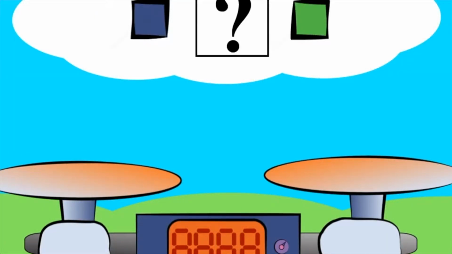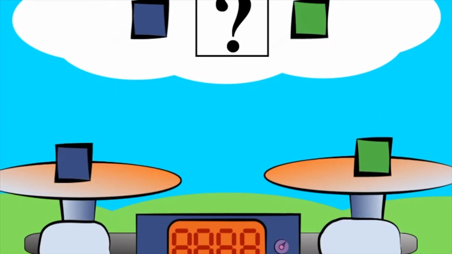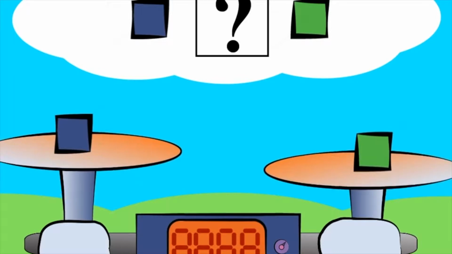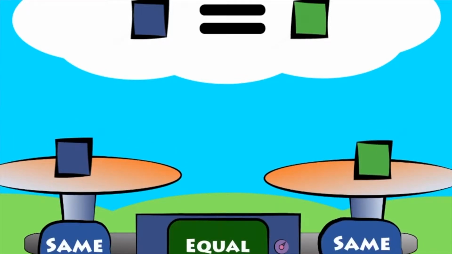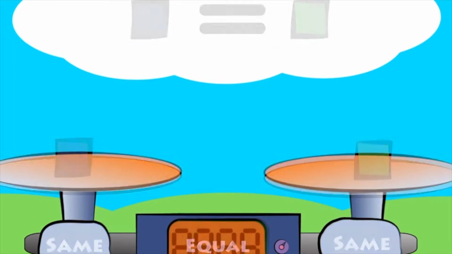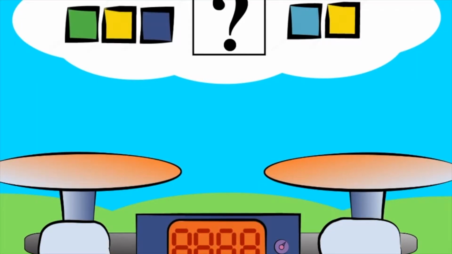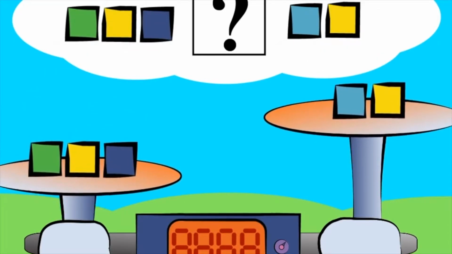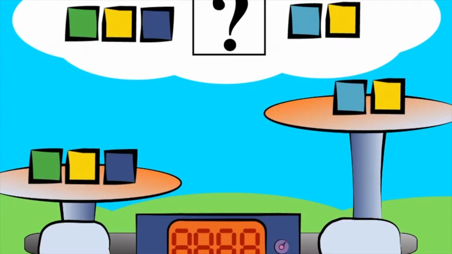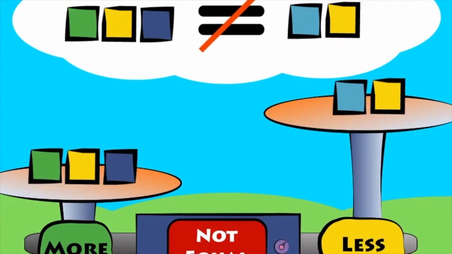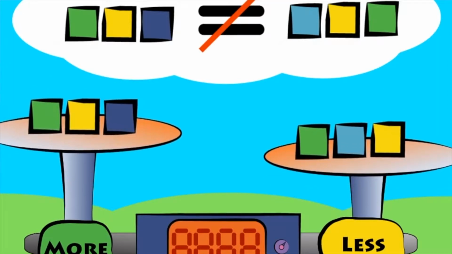Thumbs up or thumbs down? Good job, they're equal. Let's try another one. Thumbs up or thumbs down? Not equal because the left one has more. If we add one more to the right, now they're equal.